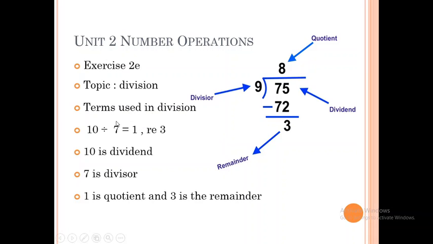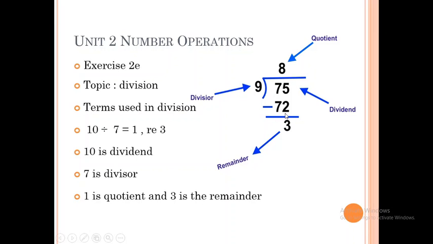Now first, what are the terms we are using in division? Here I have solved a sum of division. 75 divided by 9, our answer is 8 and 3 is the remainder. The number that we are using to divide the given number is called divisor. The number which is to be divided is called dividend. And the result of the division, that is 8, 9 8s are 72, this 8 is called quotient.